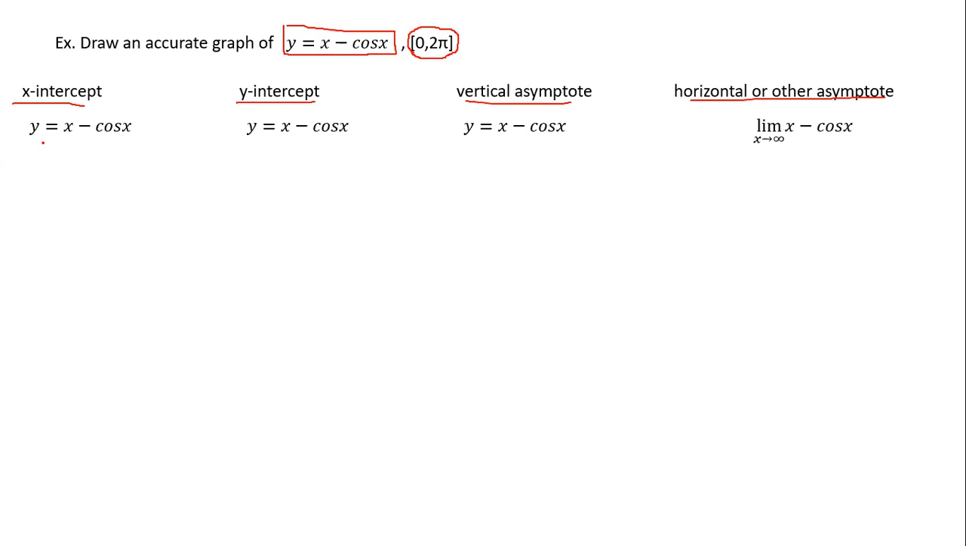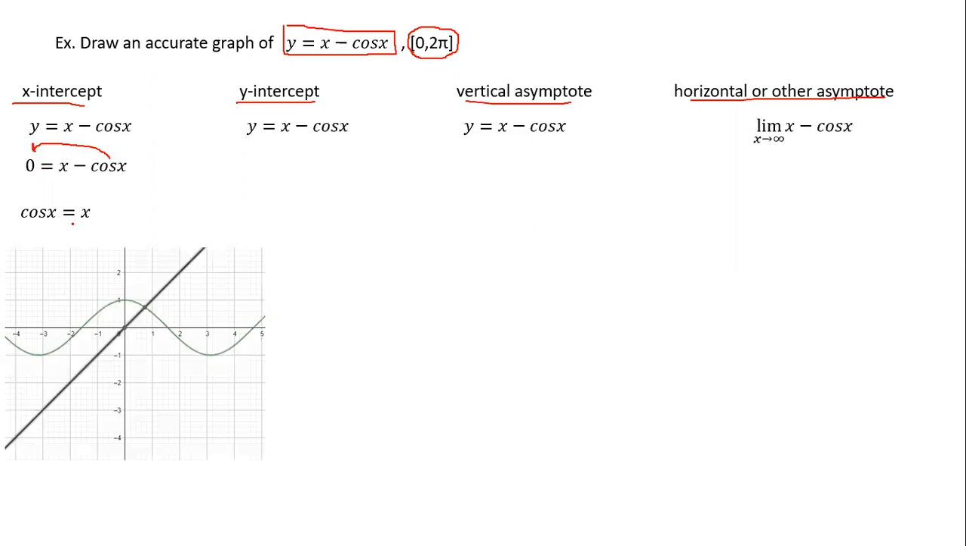So the x-intercept, we'll let y equals 0. Bring the minus cos x over. And we're trying to figure out, well, first of all, does cos x ever equal x? I'm going to draw a picture. So this is the graph of cos. This is the graph of y equals x, and they cross, which means there is a solution to this equation. It's somewhere between 0 and 1, but I don't actually know what it is. So I'm just going to say, yes, there's an x-intercept, and we'll worry about that later.